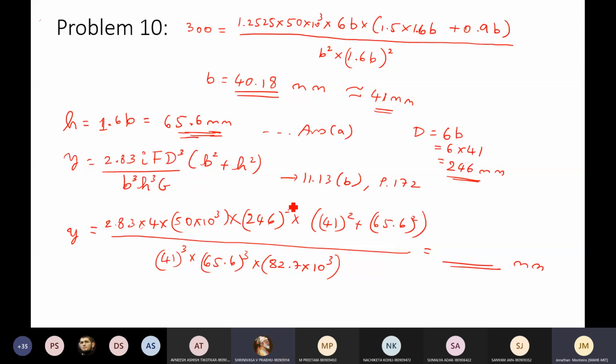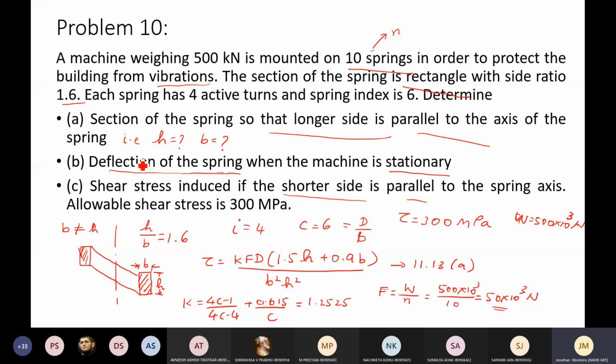$31.337. Okay, getting around 31.34. Fine. If you have taken total values without rounding off, you might get slight variation, but that is fine. 31.3 around should be the answer for this. So this is about the deflection. Now this is the first case that we have done with. Okay, 31.3. Let us go to the last part.